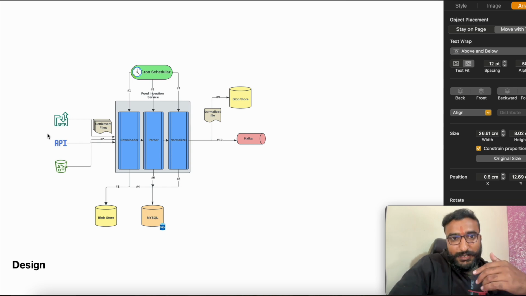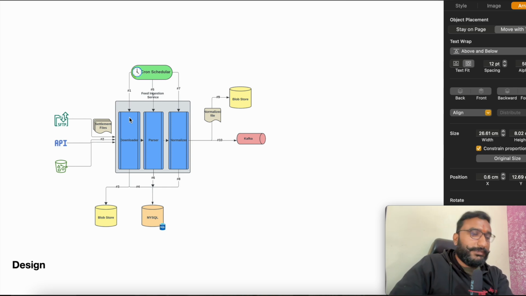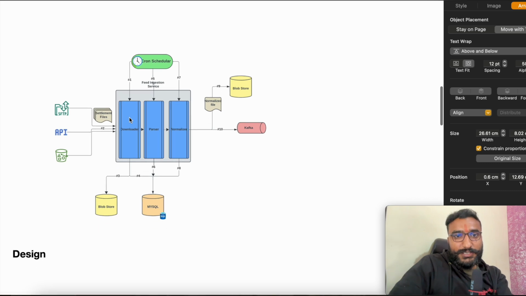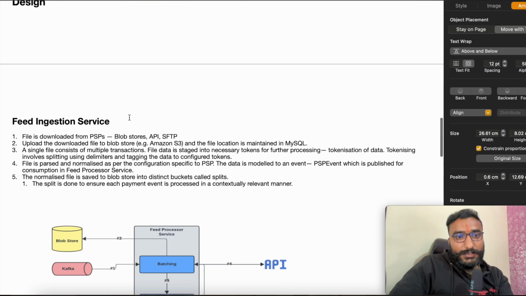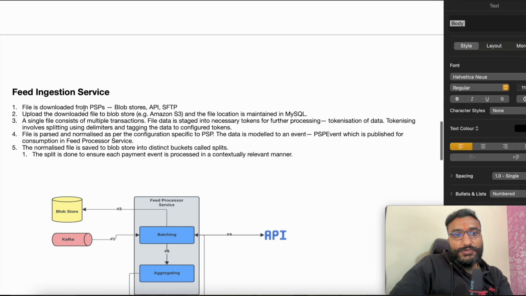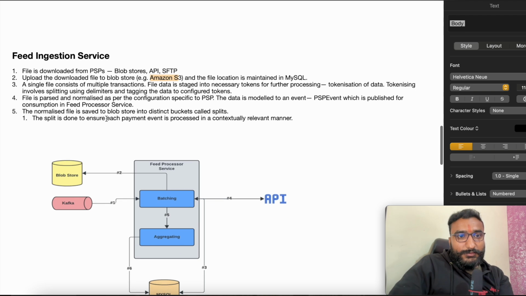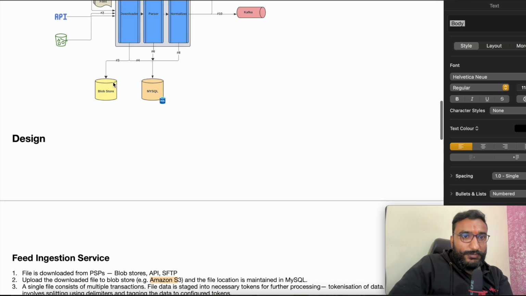Once you have this file, you start with the ingestion process, I mean the initial processing part. What you do is you download the file from the PSP via different delivery mechanisms. Once that is done, you upload this file to your own blob storage, and definitely you will maintain the metadata in your system. Once that is done, you create a PSP event out of this file. As I mentioned, you create a normalized version from this file.